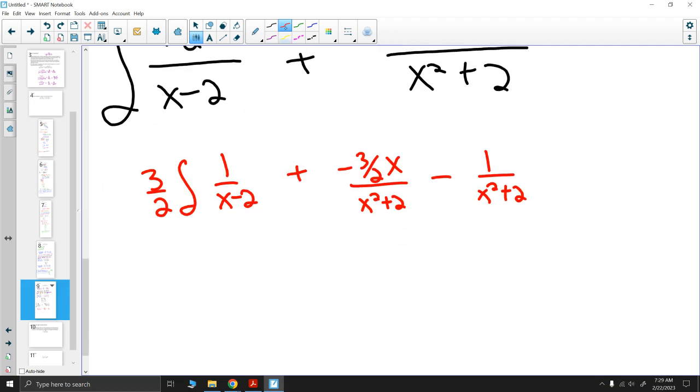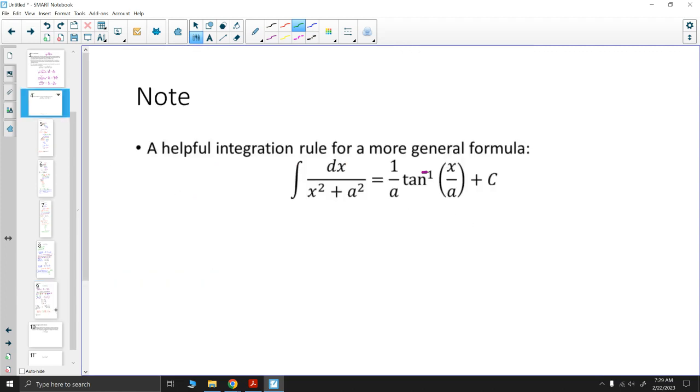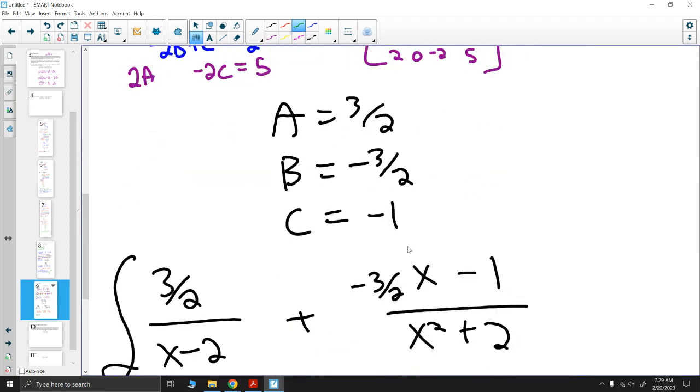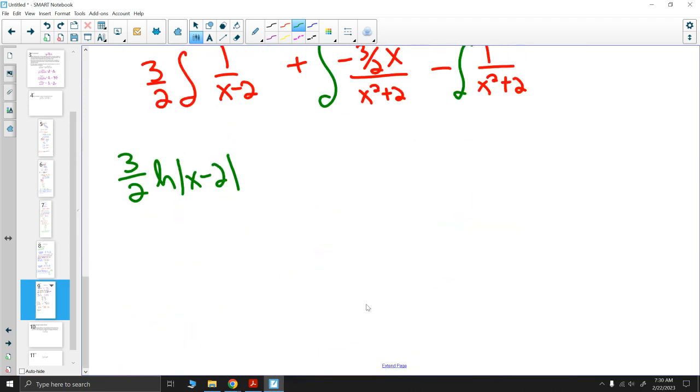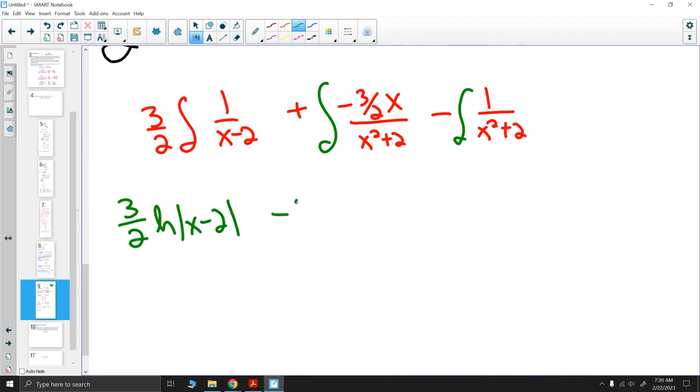All right, so I should have this integral here, because technically this 3 halves was just with this one. So to integrate this one, nice and simple, 3 halves natural log x minus 2. Over here, this one is our tangent that we have here. We'll use that. But this one, let's first simplify it a little bit. So I'm going to pull out the negative 3 halves, and we get integral of x over x squared plus 2. Well, this we can use u sub for.